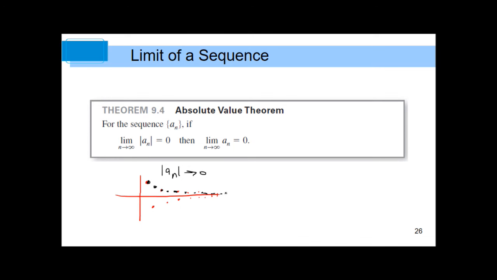Because if these absolute values, the positive numbers, are getting within that small distance of 0, that epsilon away, then that must mean that on both sides, when we allow them to be both positive and negative, it's still getting within that same distance of 0. So sometimes it's easier to work with the positive version of a sequence if we want to find the limit. So you want to keep that in your back pocket as well.